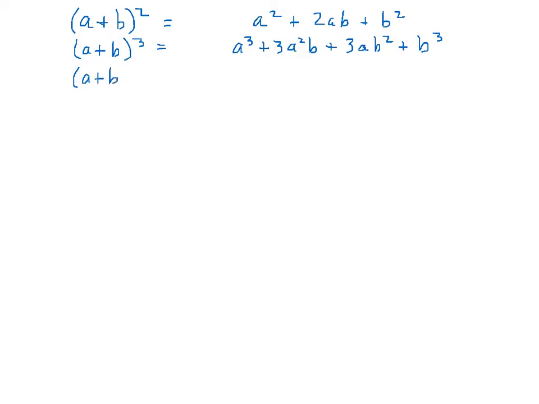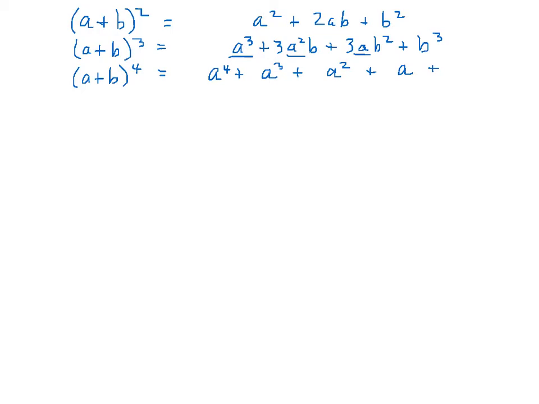(a + b) to the fourth. And notice when we raised to the third, we had a to the third, a to the second, a to the first, no a whatever. So we would expect we're going to start off with a to the fourth. The next term is going to have a to the third. The next one is going to have a to the second. The next one is going to have a to the first, and the last one is not going to have any a at all.